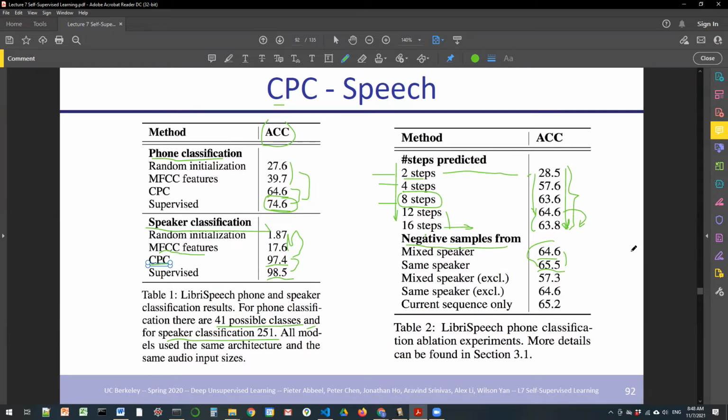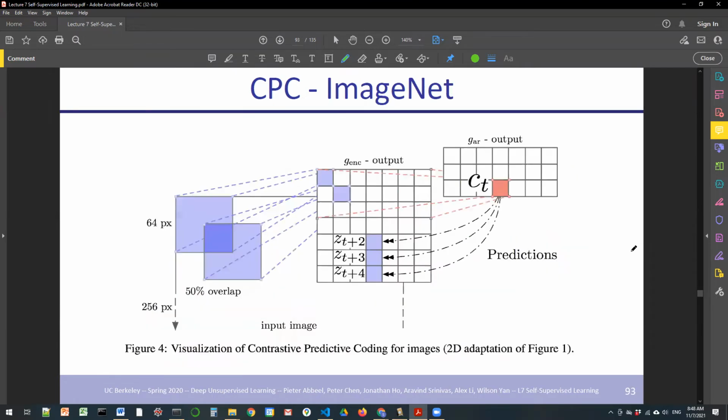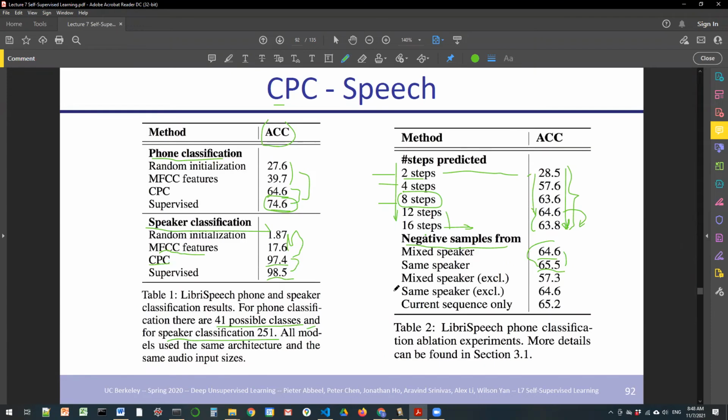What we've gone through so far? Okay, so this is all explanation in the audio space, but it's one of the spaces where it's very easy to understand the conceptual application of CPC. Now we move to the image space.